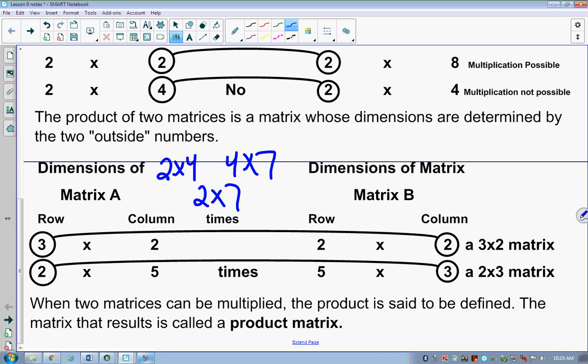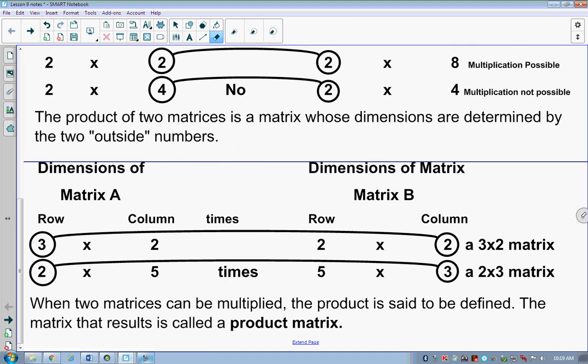Okay, good. All right, and so if you ever get lost, granted that you've got these notes, but if the notes don't make sense to you, what can you go back and do? Listen to the video. Okay, watch the video. So when two matrices can be multiplied, the product is said to be defined. If we can't multiply two matrices, their multiplication would be undefined, meaning that we can't do it. It doesn't work. So the matrix that results, whenever we can define it, is what is called a product matrix.